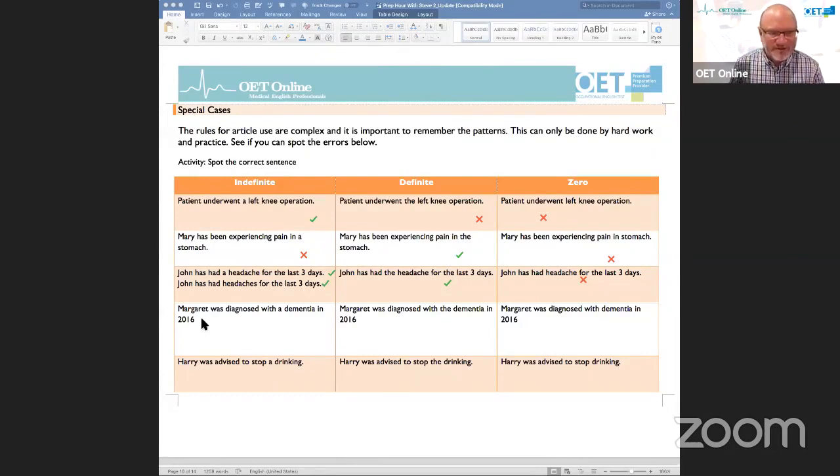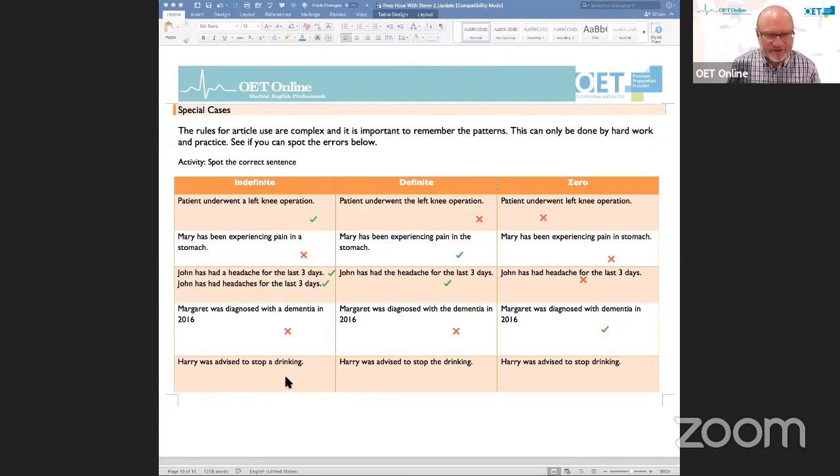That's okay. Next one. Margaret was diagnosed with a dementia in 2016. Margaret was diagnosed with the dementia in 2016. Margaret was diagnosed with dementia. Oh, this one. With a dementia, with the dementia, or with dementia. Indefinite, definite, or zero. I can see some zeros coming through here. So they're wrong because it's a medical condition, everyone. Simply dementia.